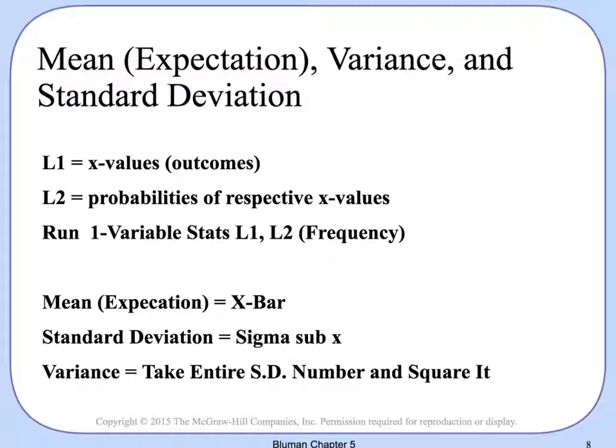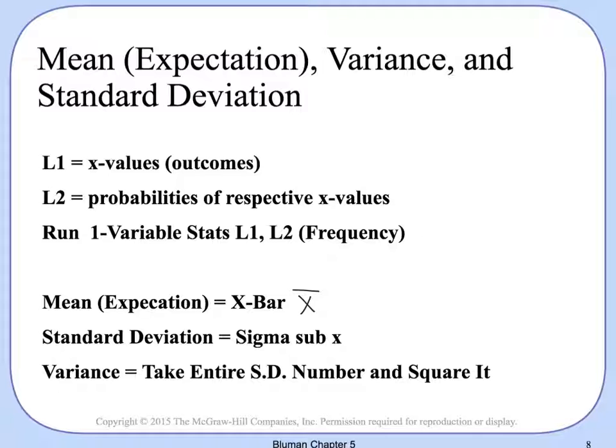The mean is the same as the expectation. I put list 1 needs to be your x values. Those are the outcomes. And list 2 has to be the probabilities. You're going to run one variable stats, list 1, comma, list 2, or if you have the table that comes up, you'll put list 1 and list 2. List 2 goes in as the frequency list, okay? And then the mean or expectation, that's going to be x bar. That looks like this on our calculator. It's the very first one, right? That's the mean. We're comfortable with that now, knowing that x bar is the mean.